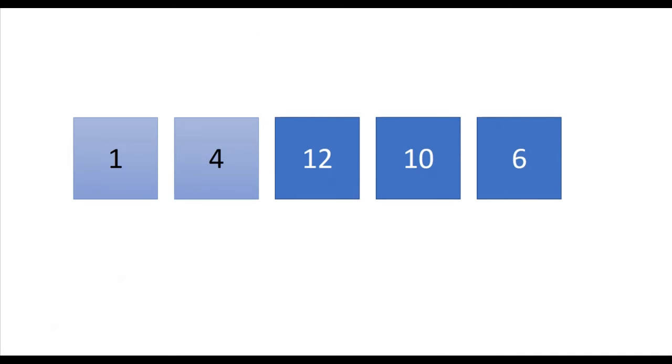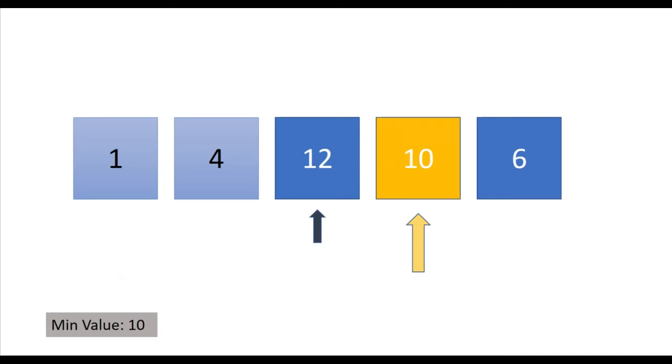Alright, we move to the next part. 12 is our current minimum value. And then we will compare 12 with the next element in the array, which is 10. 10 is smaller than 12. So our current minimum value for now is 10. And then we compare to the next element, which is 6. 6 is smaller than 10. So 6 will take over the minimum value. So our current minimum value is 6. And then 6 will be swapped with the number 12.